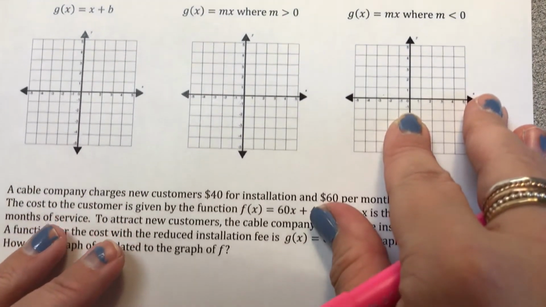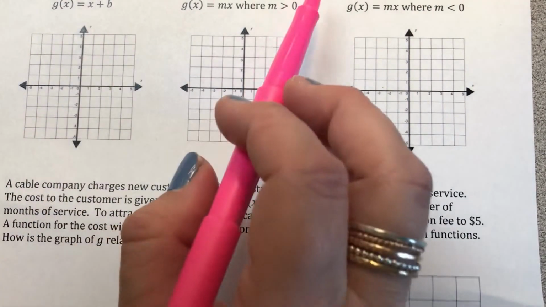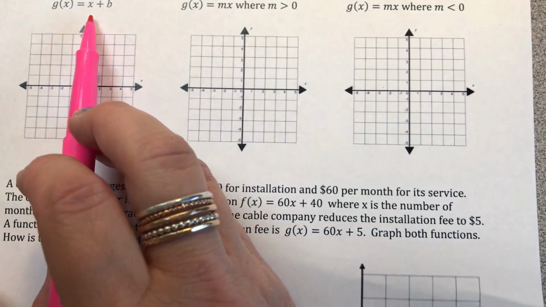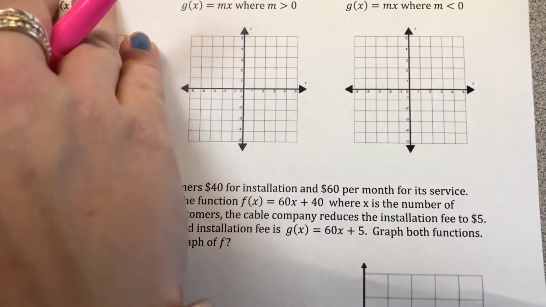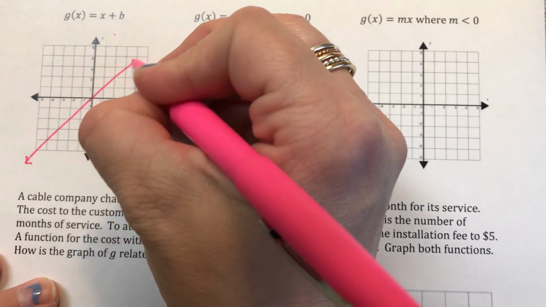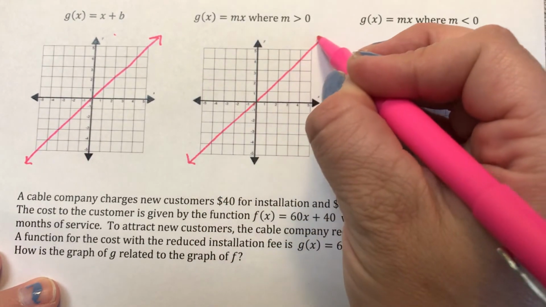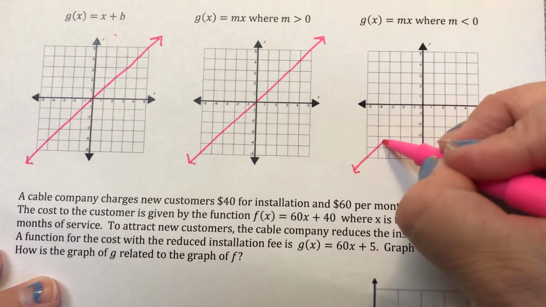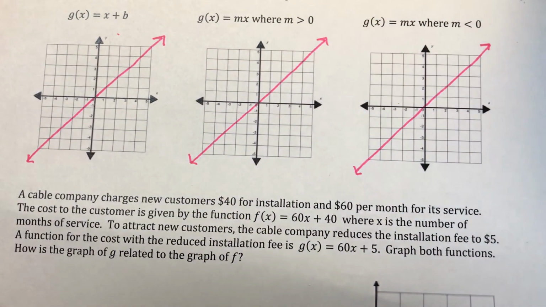Okay, so it says we're going to compare g of x with the parent function, g of x equals x plus b. Okay, so these are just, we're going to talk about in general. Okay, so let's go ahead and draw the parent functions on all of these. Okay, so we're going to draw our parent function. Okay, and I'm going to kind of box this in because these are going to be just a general concept here.